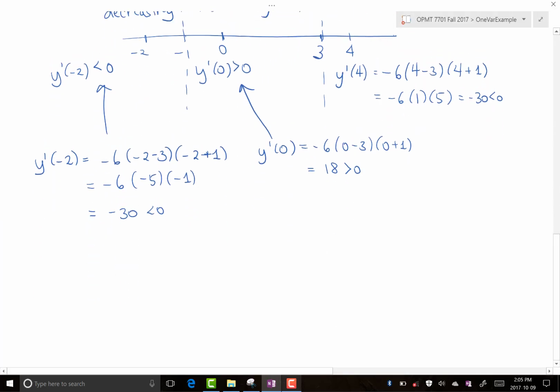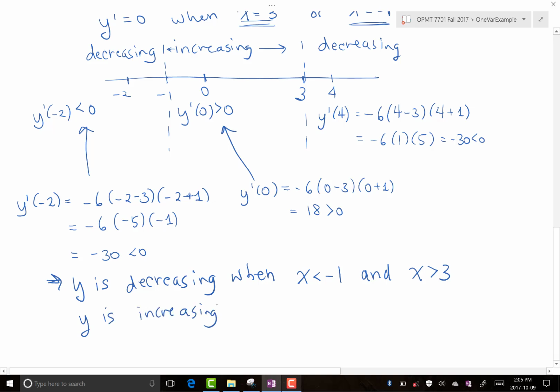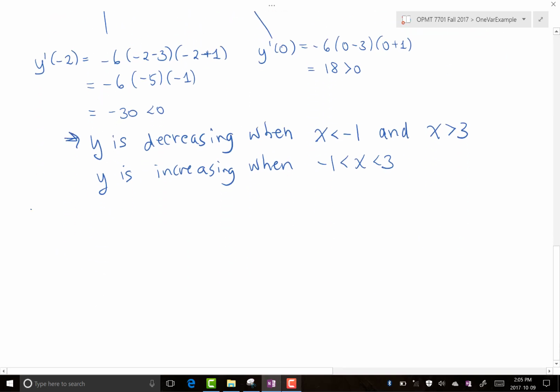Let's just write this down a little bit prettier. So y is decreasing when x is less than -1 and x is greater than 3. And y is increasing when x is between -1 and +3. Now, next part C.